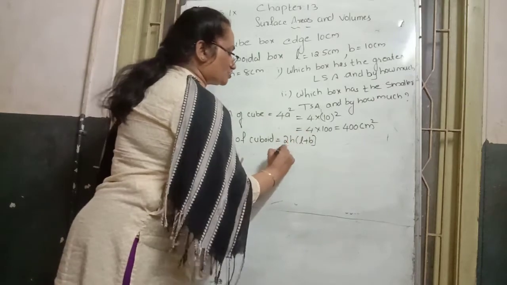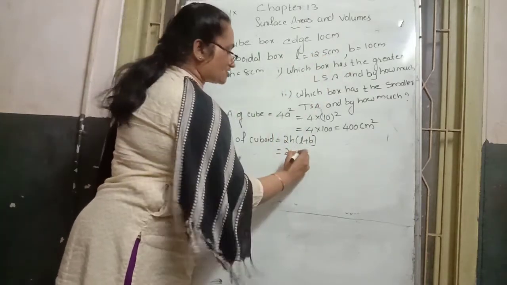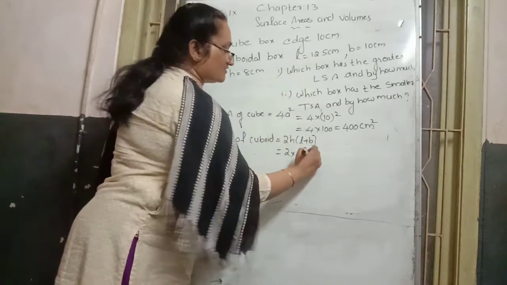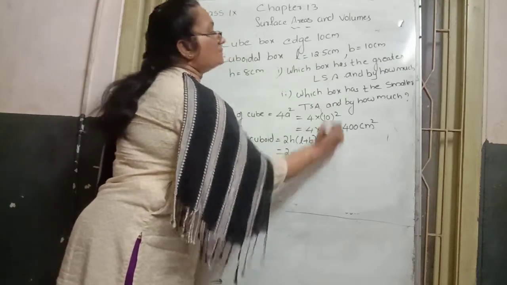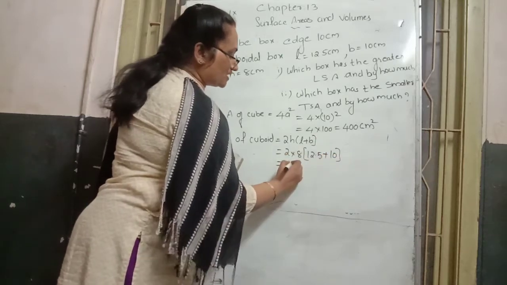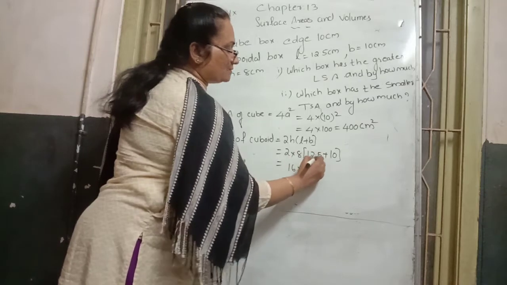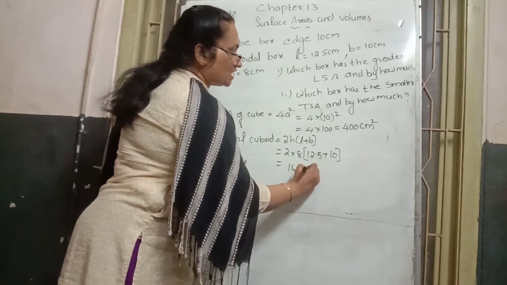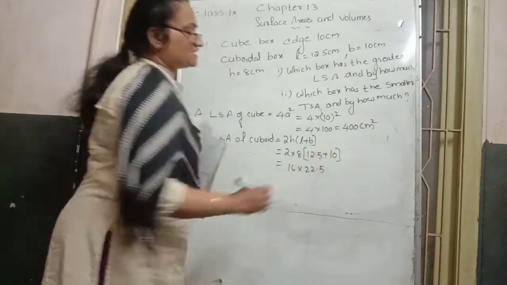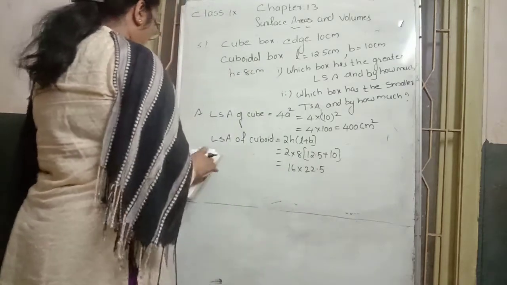Substituting the values: the height of the box is given as 8, the length of the box is 12.5, and the breadth of the box is 10. Calculation: 2 times 8 is how much? 16. Inside the bracket, 12.5 plus 10 becomes how much? 22.5 is the answer. Then we multiply them.